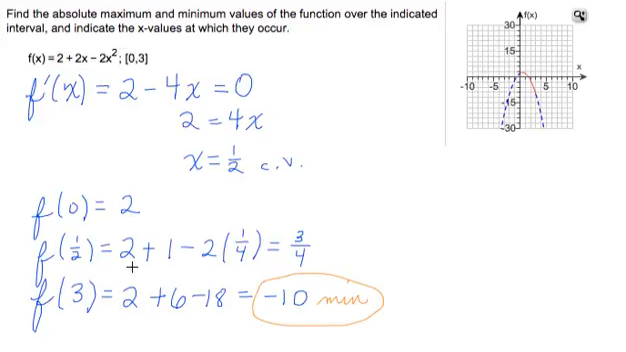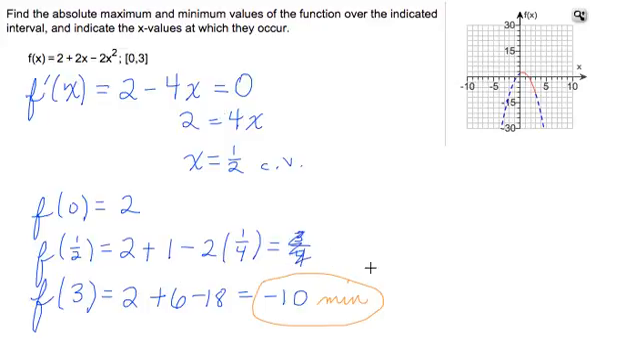I want to check this one again. Times 1/2 squared is 1/4. That's 2 minus 1/2. I don't think I did that right. I was thinking this doesn't match the graph. Let's try that again. So 2 plus 2 times 1/2 is 1. That's correct. 2 minus 1/2, or 2 times 1/2 squared. 1/2 squared is 1/4. Times 2 is 1/2.